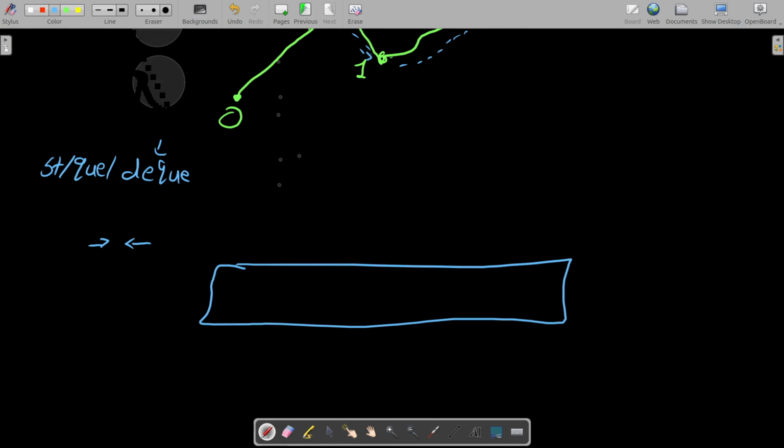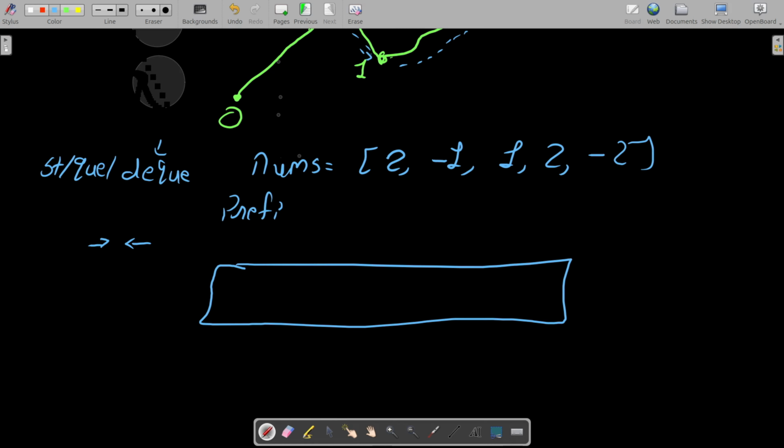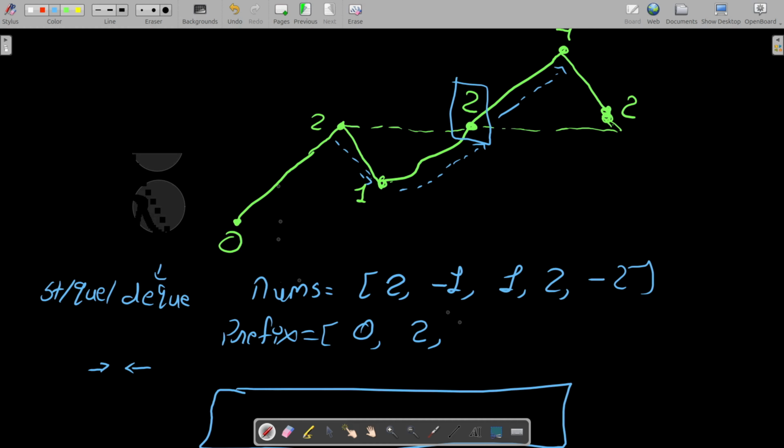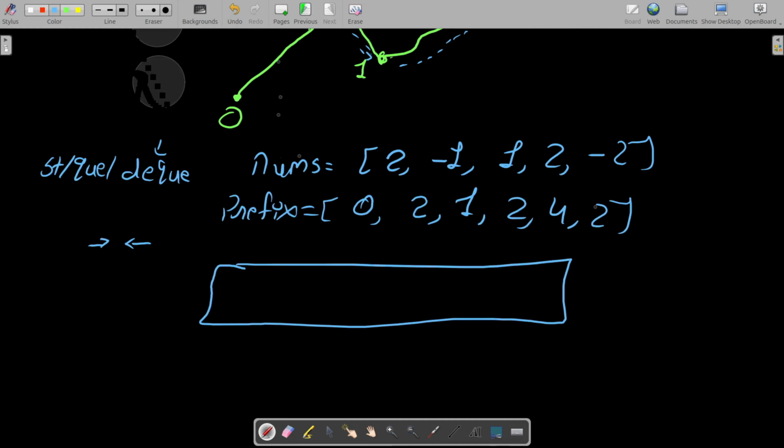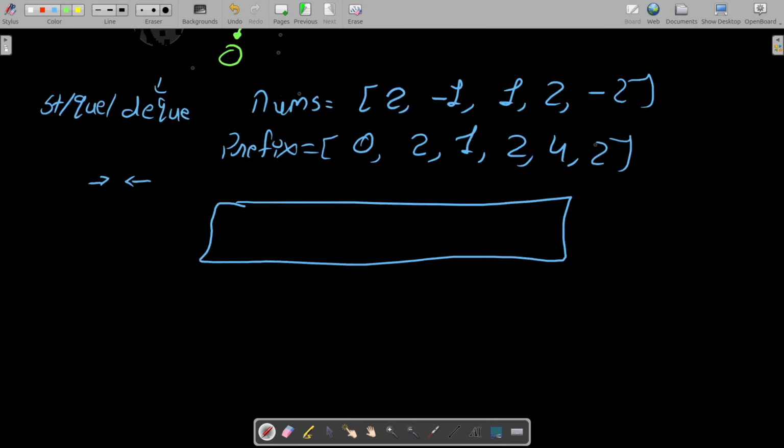I would again write the array, and let's suppose we have our prefix sum ready beforehand: 2 1 2 4 and 2. So we have our prefix array with ourselves.